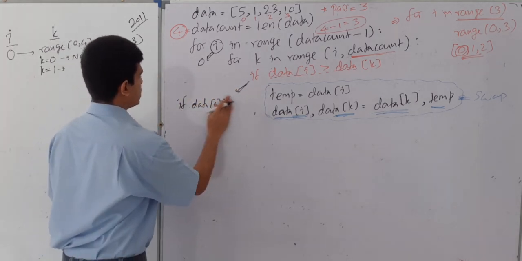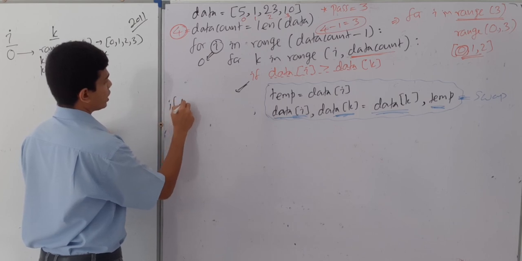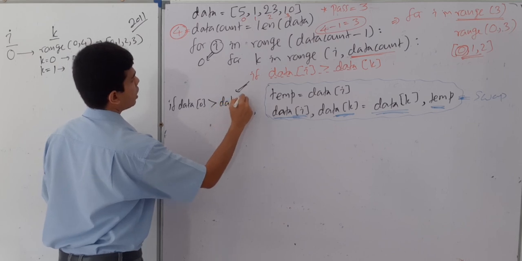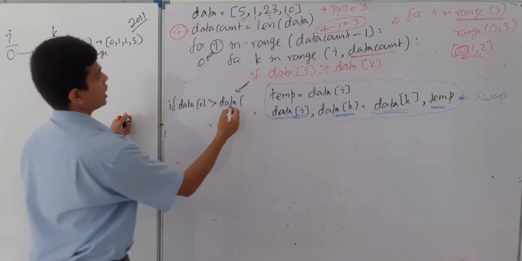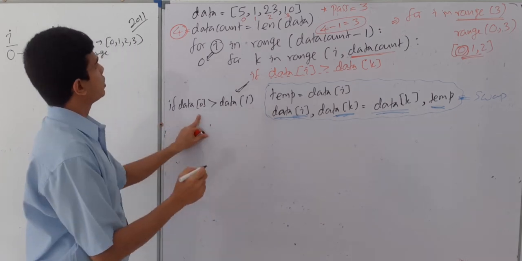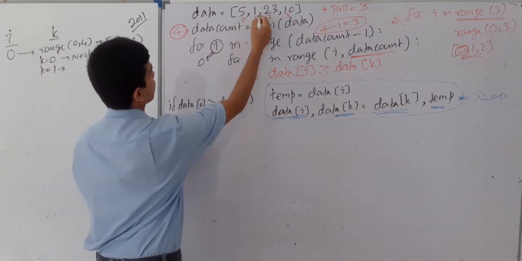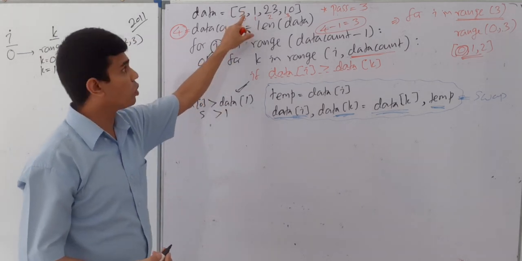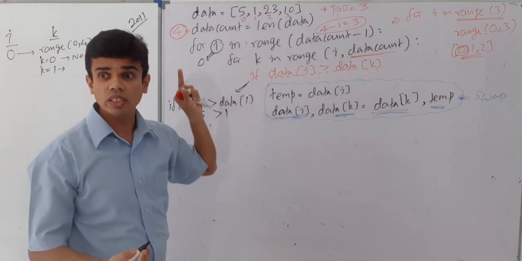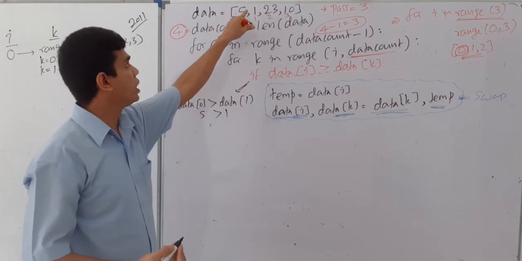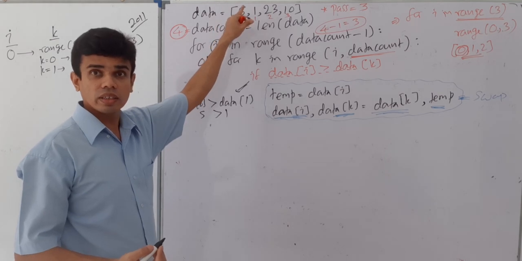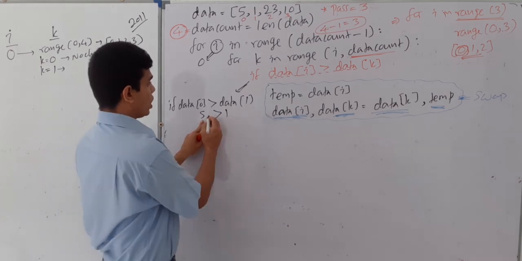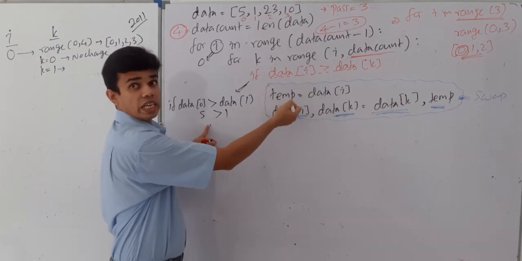Now k is going to be 1, which means my if statement is, I'll rewrite this again clearly, data 0 greater than data k, now k is going to be 1, so data 1. What is that comparison? Data 0 is 5, data 1 is this one. Then, according to our sorting algorithm, should these two be swapped or not? Need to swap. The smaller should come to the front to sort them in ascending order. So this is true now, so the swapping has to take place.